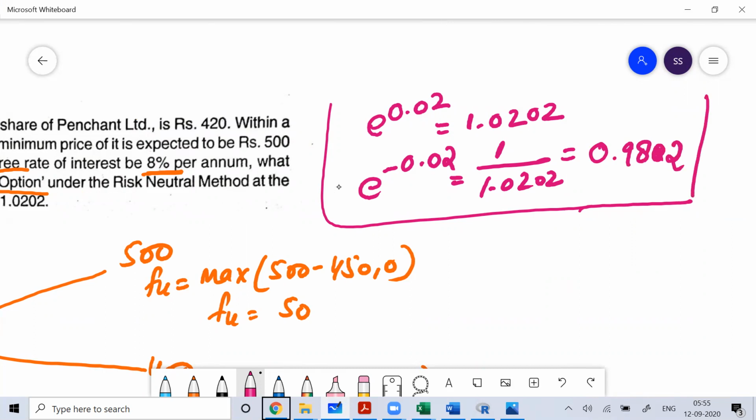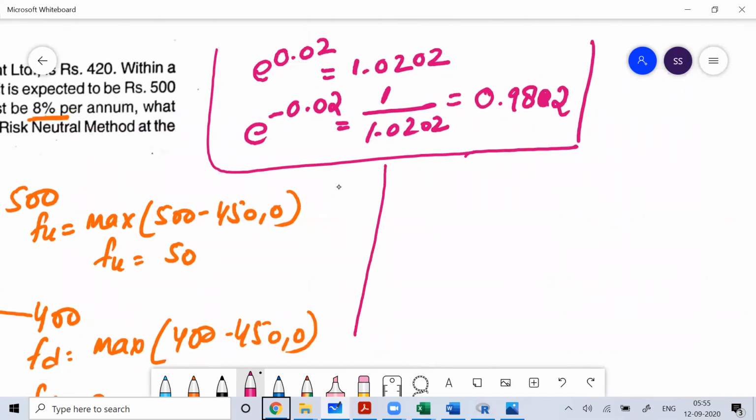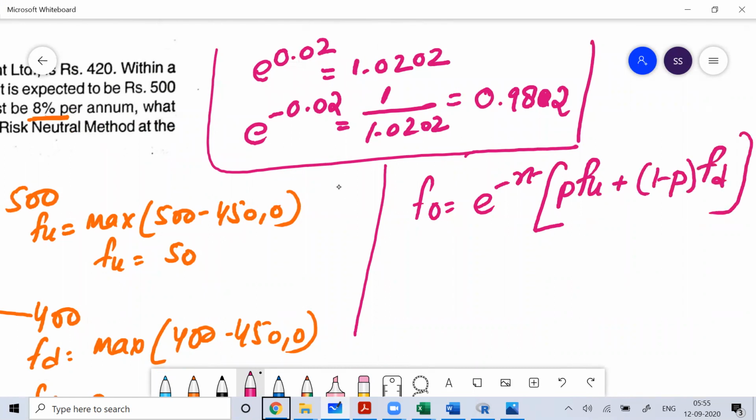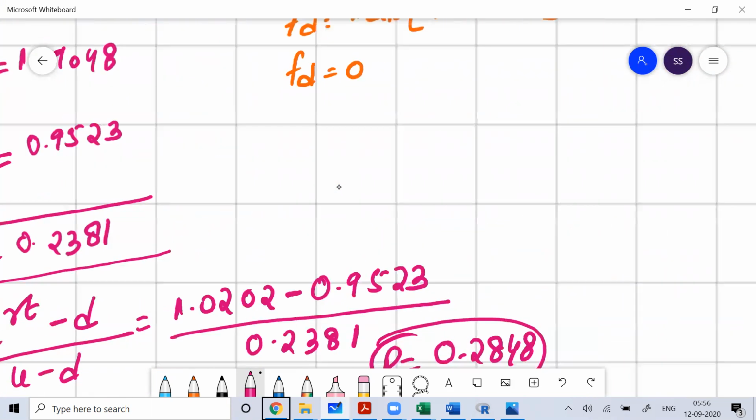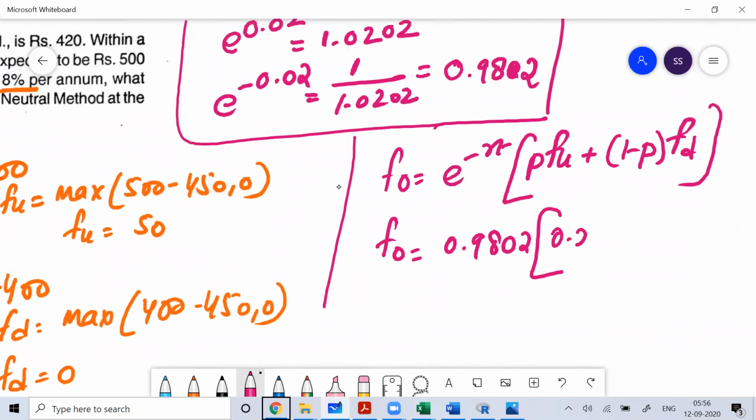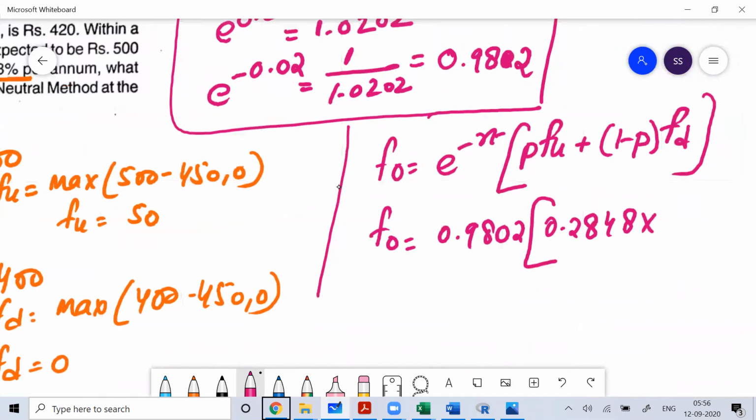Once you get this, I have already done this, but I'm doing it again. The initial premium is e to the power minus RT times p into FU plus 1 minus p into FD. We already got e to the power minus RT as 0.9802. The p value we got is 0.2848, into FU. FU is 50. So you can find the value of F naught.